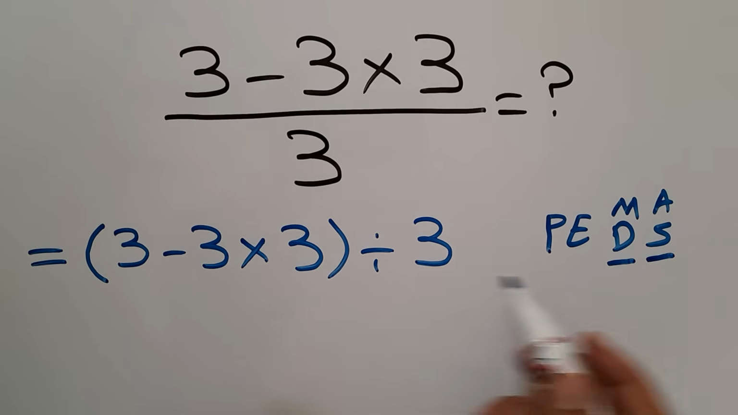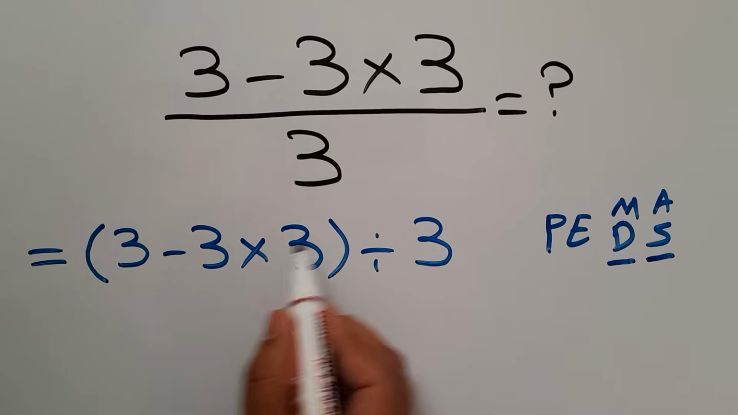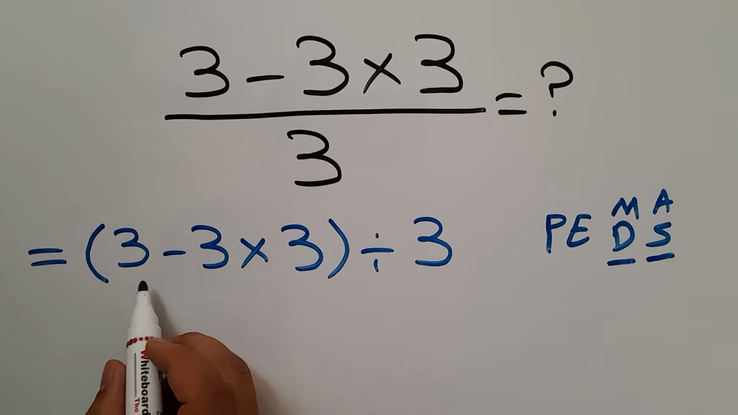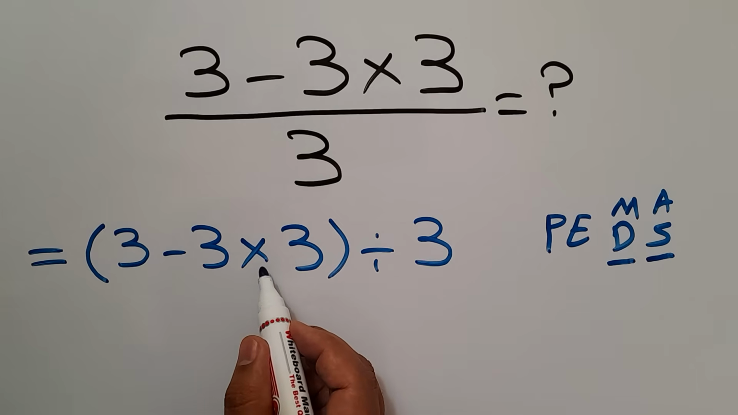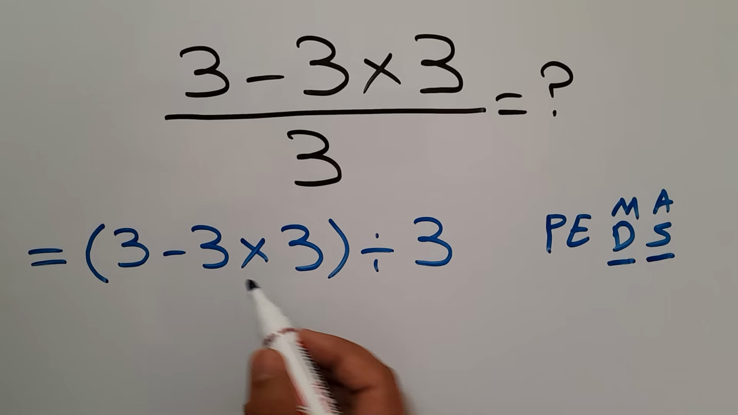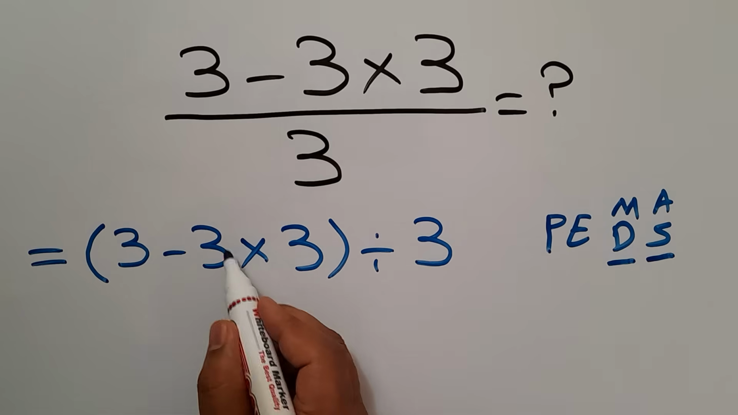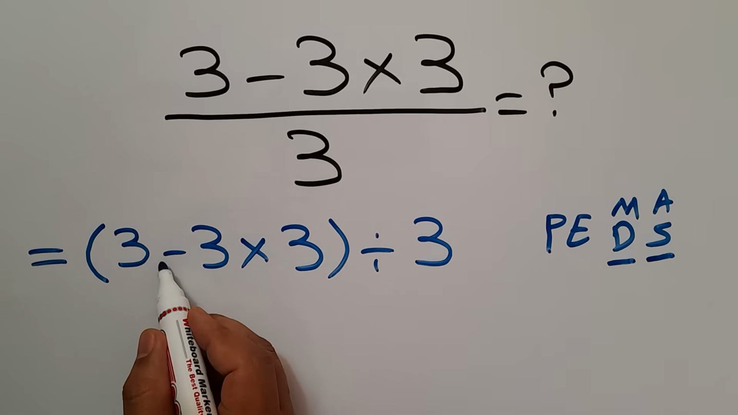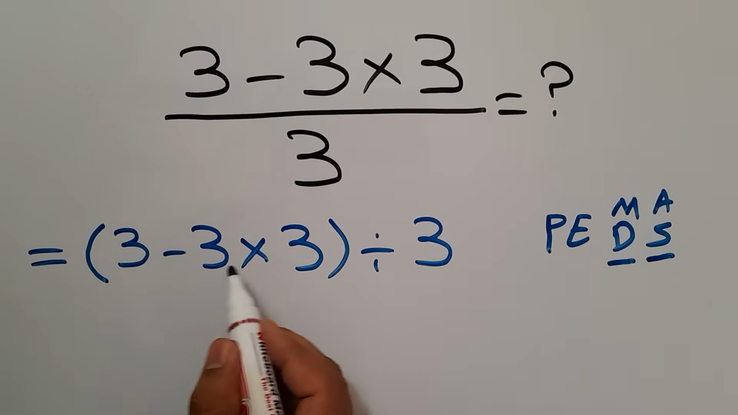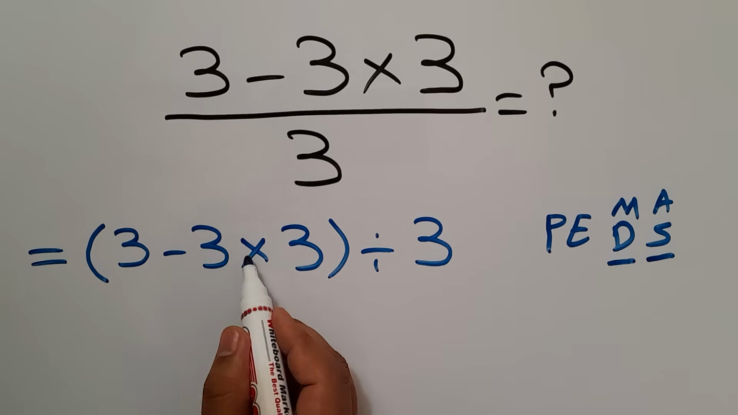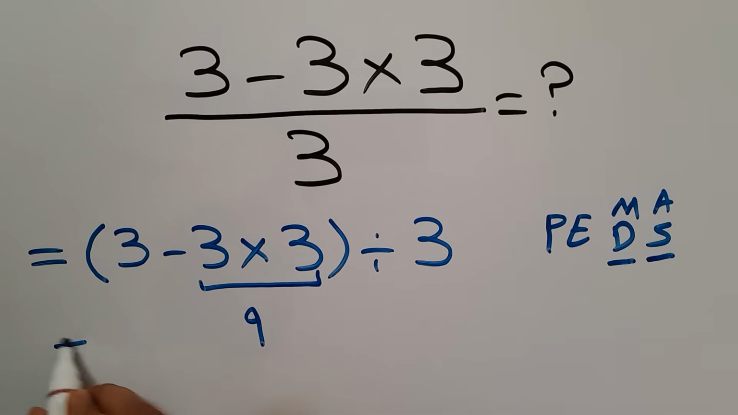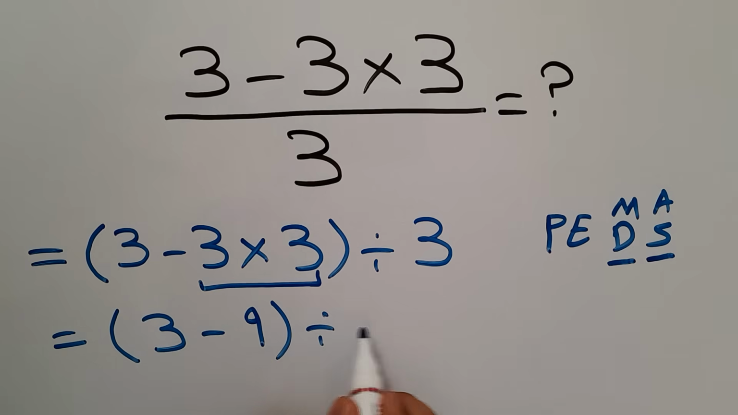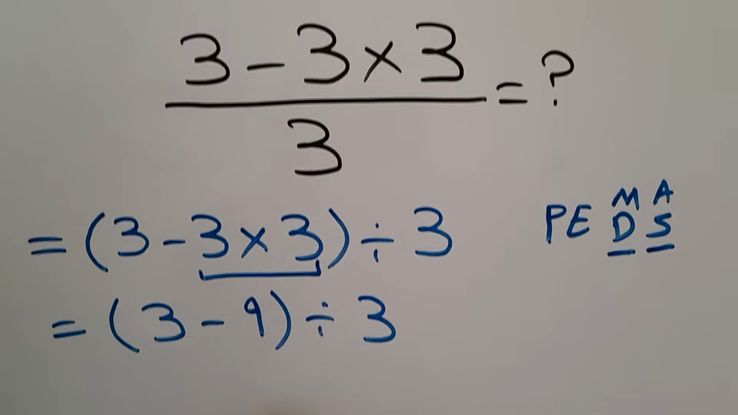Okay? So here, first we have to do this parentheses. And inside this parentheses, we have one subtraction and one multiplication. According to this rule, multiplication has higher priority than subtraction. So first this multiplication. 3 times 3 gives us 9. So we have parentheses 3 minus 9, divided by 3.